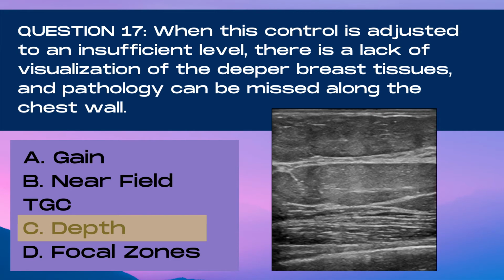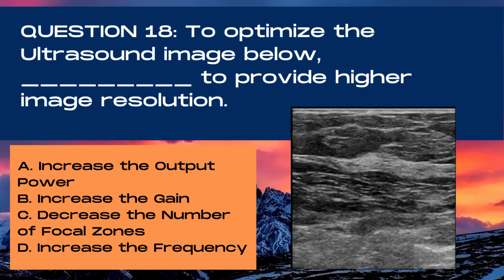Depth. When the pectoralis muscle is not located about 3/4 of the way down the image, this means that the depth control is not adjusted properly for a breast ultrasound. If the depth is insufficient, you cannot see the deeper breast tissues and pathology can be missed along the chest wall.